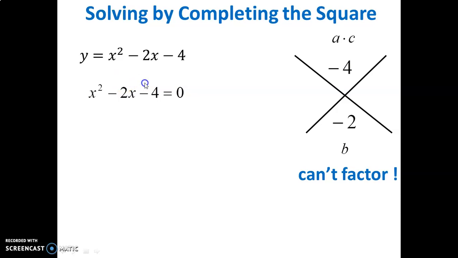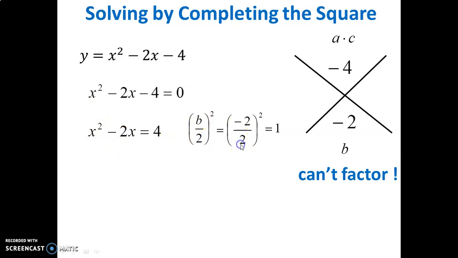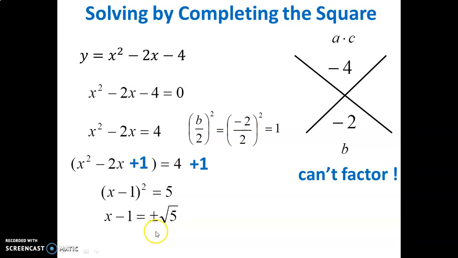So is this a perfect square? No. So I'm going to move this 4 over here. Then I'm going to look at this and do b over 2 squared. So -2 over 2 squared equals 1. So now I'm going to add 1 here and add 1 here. This is now a perfect square. So it factors into this. Solve this by taking the square root on both sides and getting this, and then move the 1 over like this. We have two answers: x equals 1 plus that and 1 minus that root of 5. Pause if you need to, make sure you understand the process carefully.